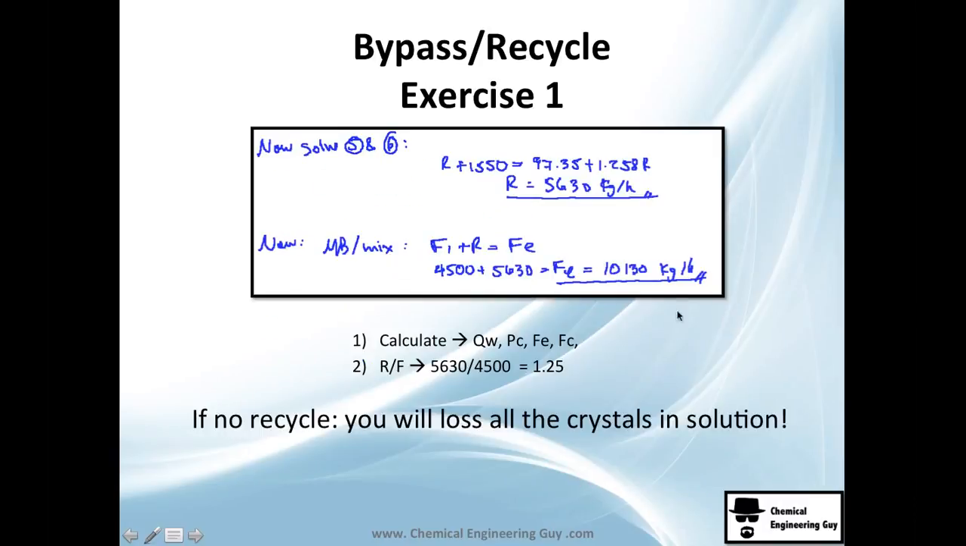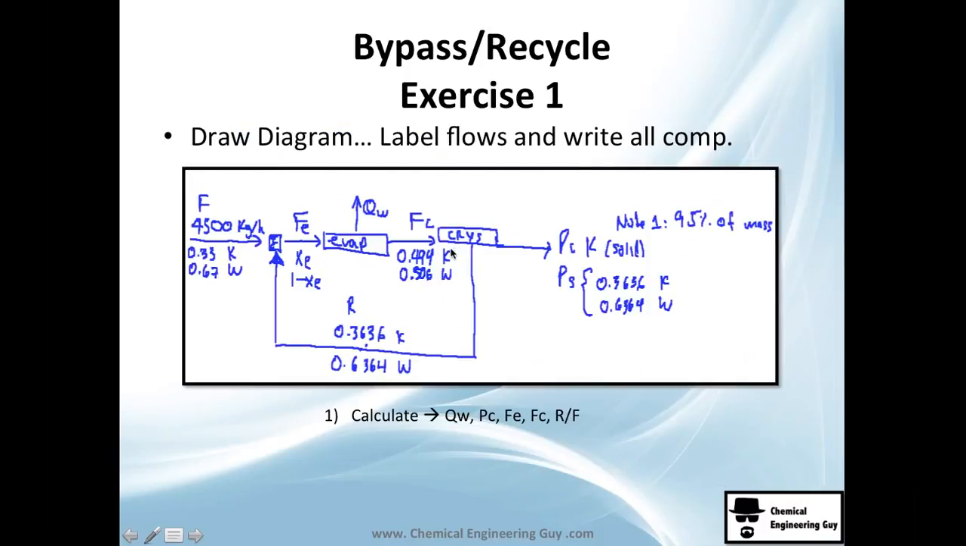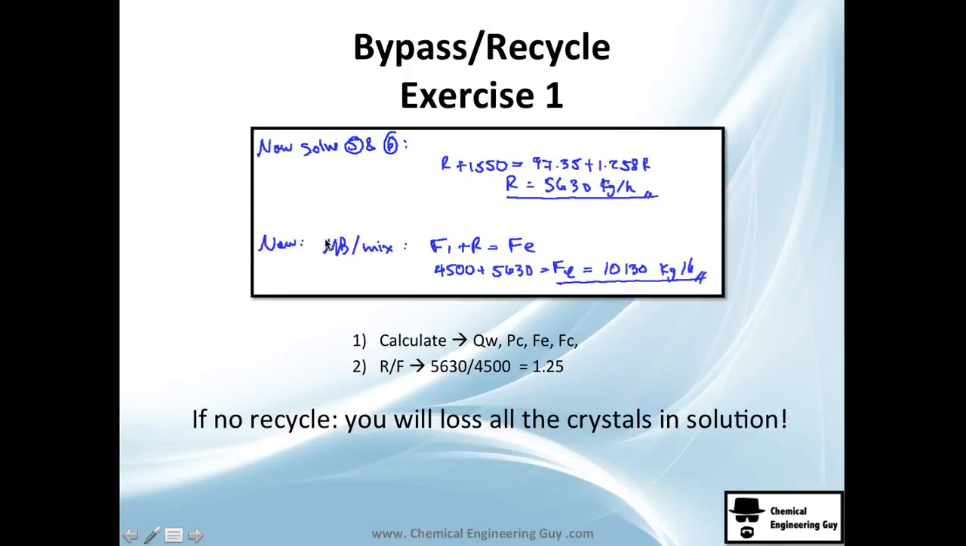FC will be the recycle plus this, which is about 7, 10, something like that. You check it. And now we're going to do a mass balance in the mixture. It's simple. Let me go back. Sorry again. Mixture is here. Enters F and R. You can see the arrows going in, and it outlets as FE, feed of the evaporator, which we have here.